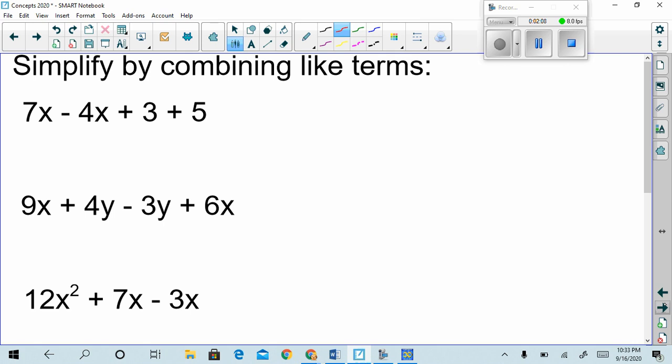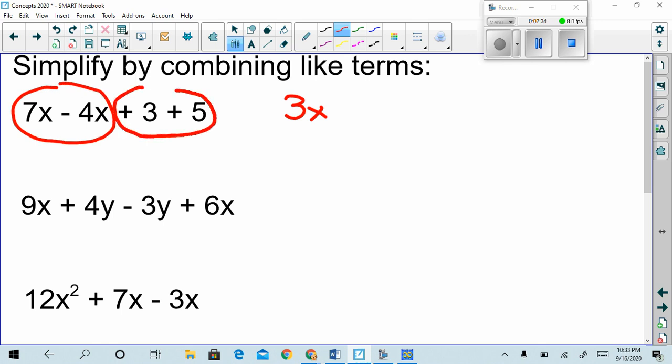So looking at this, remember that x terms go with x terms, constants go with constants, and so they sort of stay with their own kind. If they're already next to each other, just simply combine, and again, could be add or subtract. So 7x minus 4x will give me 3x. That's this section right here. Then I have this positive 3 plus 5, and that will give me 8. When I'm looking to combine, I always keep the sign in front.